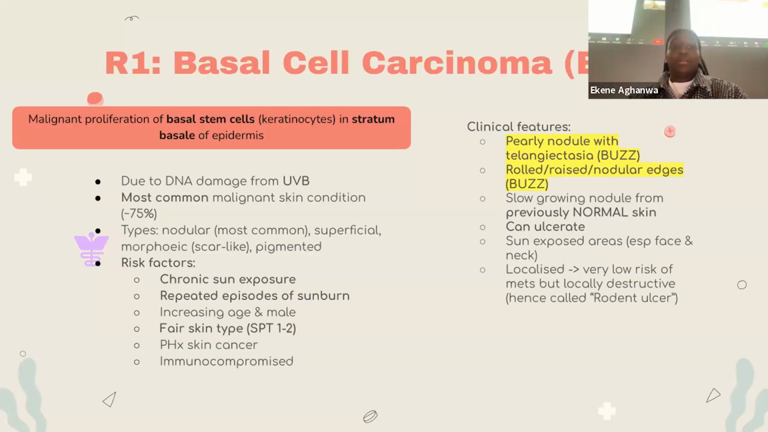So BCCs are a malignant proliferation of the basal stem cells in the stratum basale of the epidermis. They happen as a result of DNA damage from things like sun rays. And out of BCC, SCC, and melanoma, BCCs are the most common malignant skin condition. Risk factors include chronic sun exposure, repeated episodes of sunburn, being older and male, like in the question we saw before, and fair skin type. Generally they'll describe BCCs as a pearly nodule with telangiectasia, and they have rolled or raised edges.